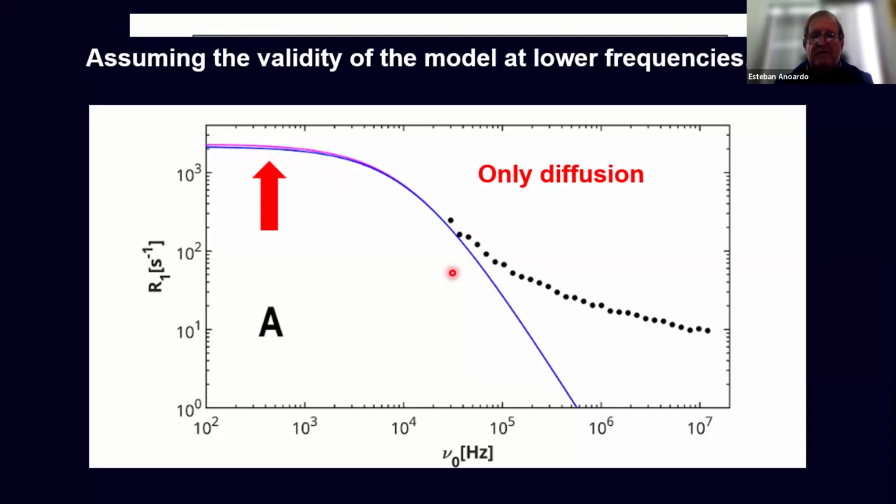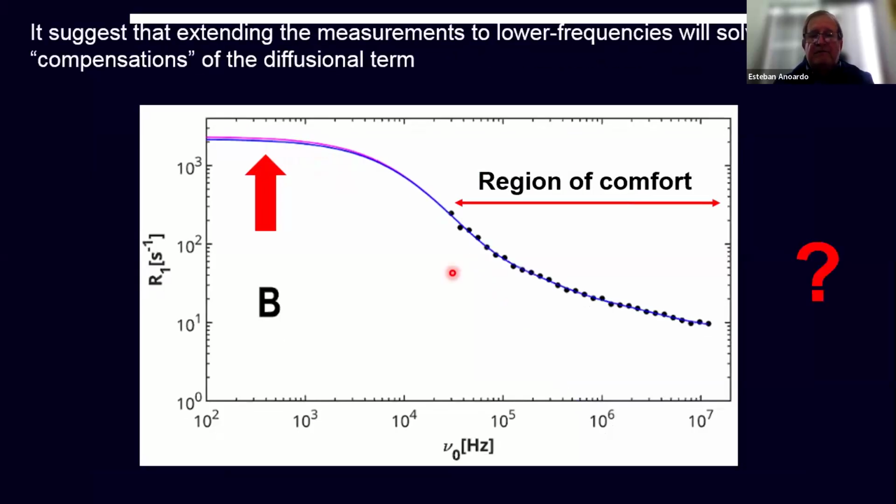This is only the diffusional model, and here is when we include all the model, the complete model. But we know that this difference comes from the diffusion. This is only changing diffusion. So this is the region of comfort we have. And we will see that even in this region, of course, we can get information. But in this case, it's tricky, you see. So this suggests that we have to extend the frequency range of the experiment to lower.